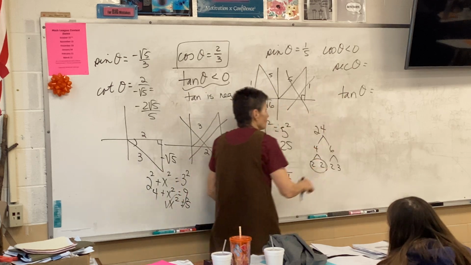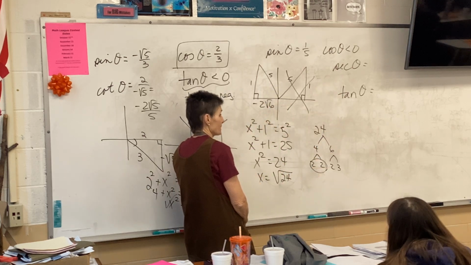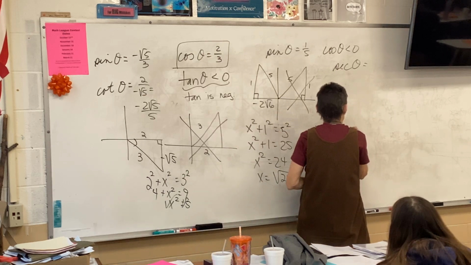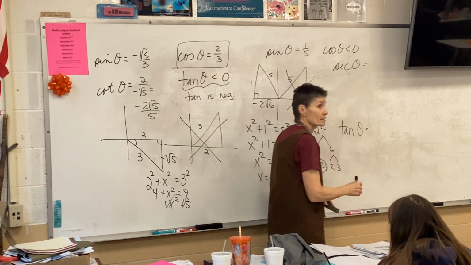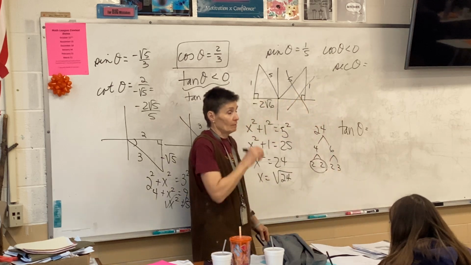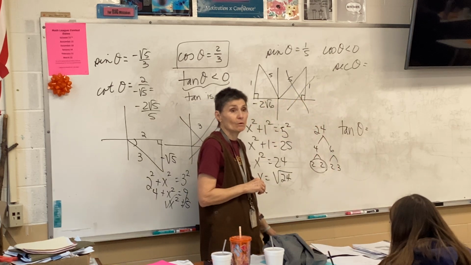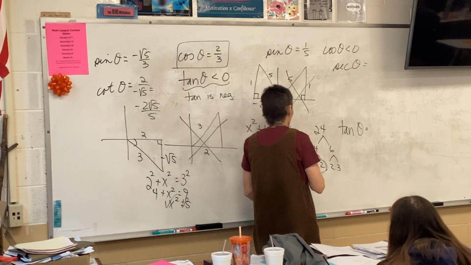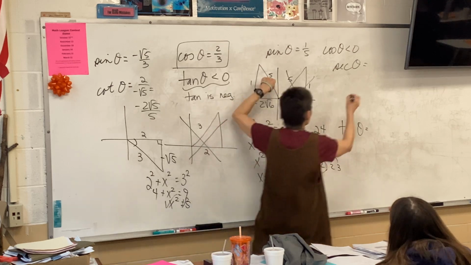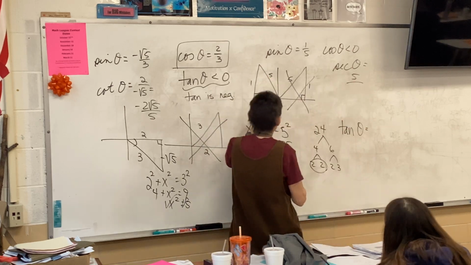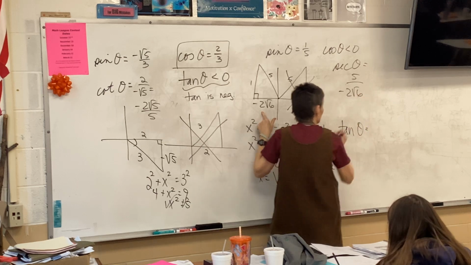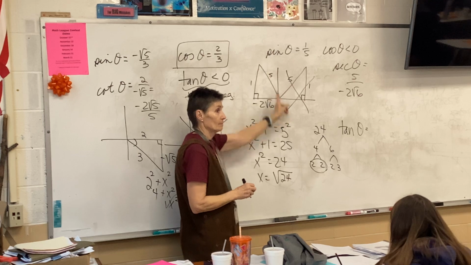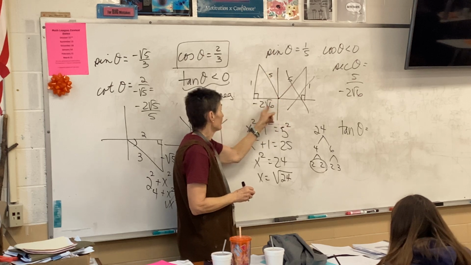What's the secant? By definition, what's secant? I heard somebody say R over X. Awesome. It's also hypotenuse over adjacent, whichever way you want to think about it. So R is 5. X is negative 2 root 6. R, X, Y.